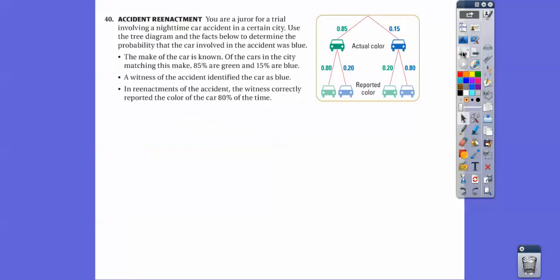Hey folks, this lesson is binomial distribution. Bi means two, you guys. Let's go back real quick to the board problem right there.